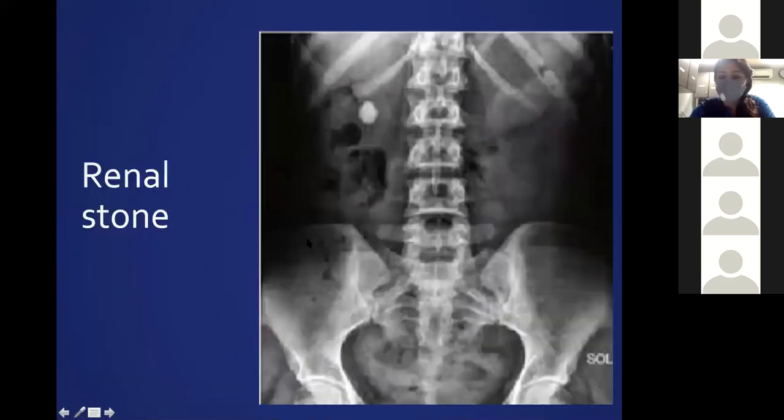See, this is a plain radiograph showing a renal stone. This is where you see the renal shadow in the previous film. In this film, the bowel preparation is not very well done, so we can see a lot of bowel shadows and bowel gas, and the renal shadows are not very well appreciated. This is one of the disadvantages of the plain radiograph.